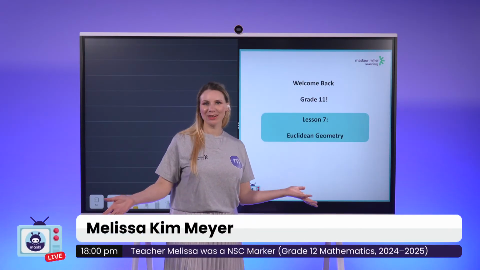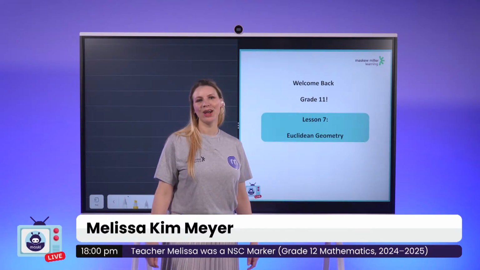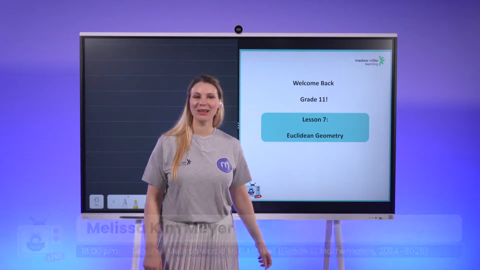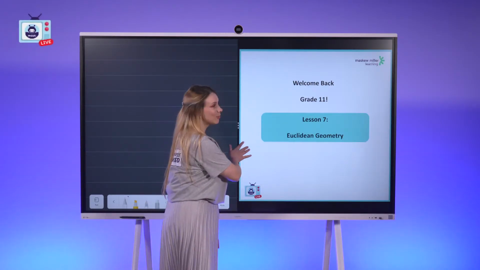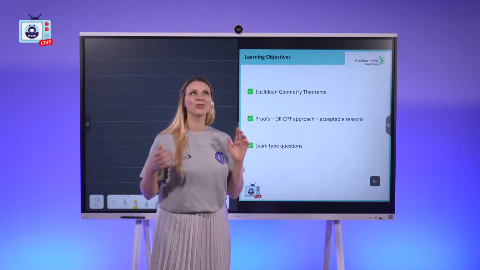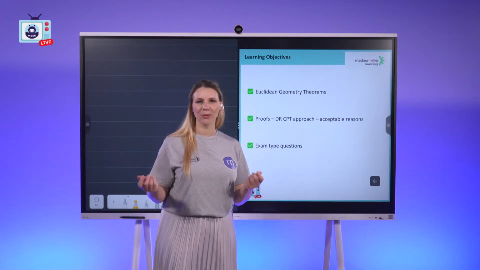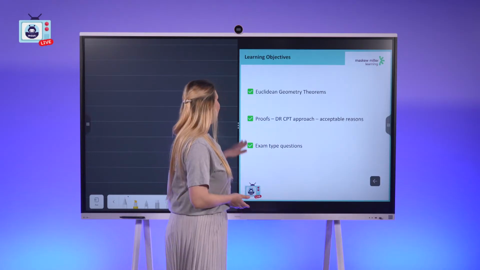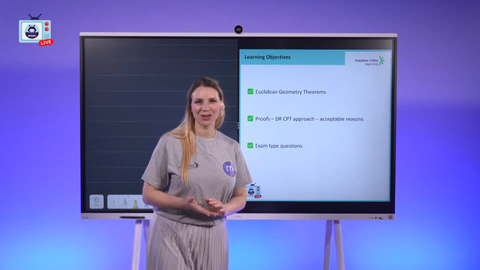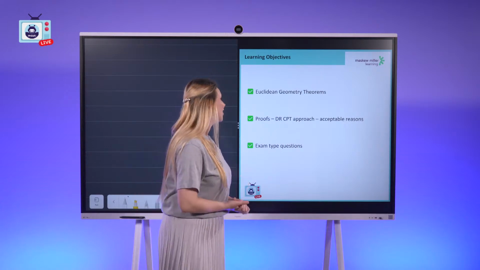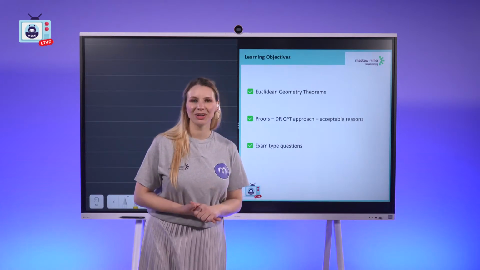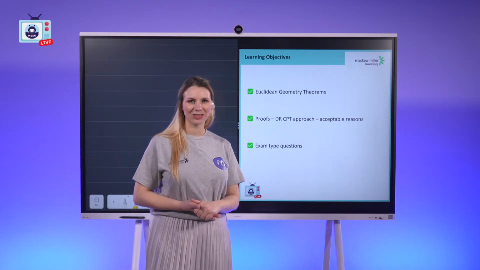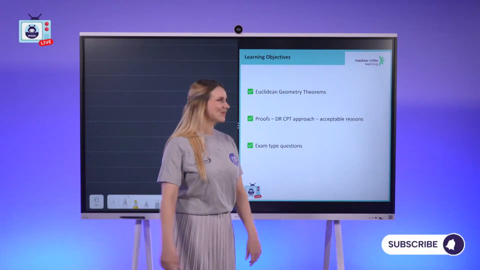Here at Maskey Miller Learning, we are so thrilled to have you for the topic of Euclidean geometry, one of my favorite topics in mathematics. Our lesson objectives for today will be to run through some of the Euclidean geometry theorems, as well as looking at the proofs, and we are going to go through the Dr. Cape Town approach, as well as talk about some acceptable reasons, and thereafter we will go through an exam type question. Are you ready? Let's go.